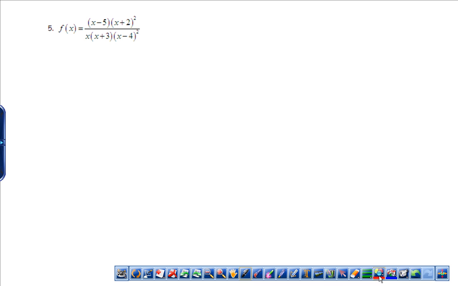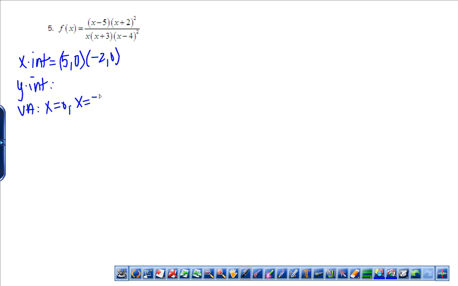Okay, let's try another one with all our information. Already factored and no holes, but we do have some squares here. So x-intercepts give you 5, 0 and negative 2, 0. Vertical asymptote is going to give you x equals 0. I'm going to have one at x equals negative 3. And I'm going to have one at x equals 4. And I do have a square at 4.